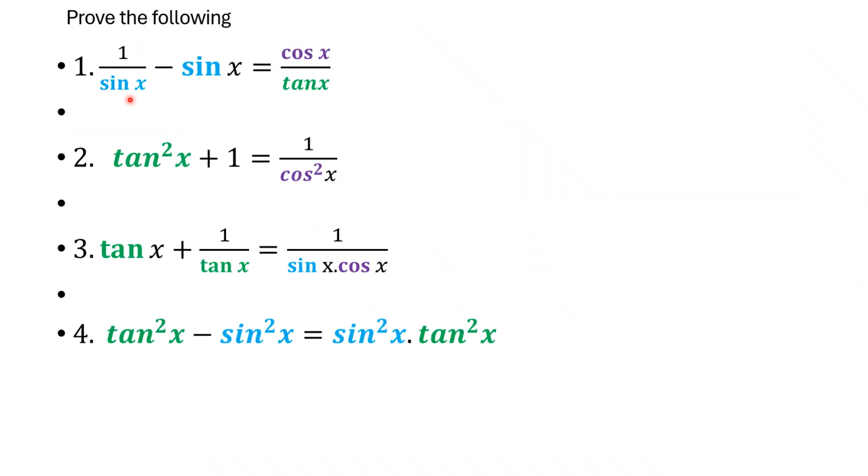Number 1, 1 over sin x minus sin x must equal cos x over tan x. Number 2, tan squared x plus 1 equals 1 over cos squared x. Number 3, tan x plus 1 over tan x equals 1 over sin x cos x. And number 4, tan squared x minus sin squared x equals sin squared x times tan squared x. So again, attempt all of them and then look at the solution. You can pause the video here and attempt them.